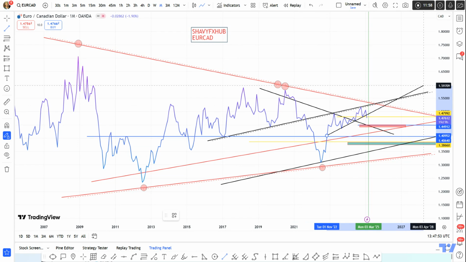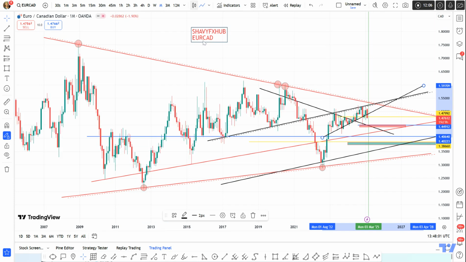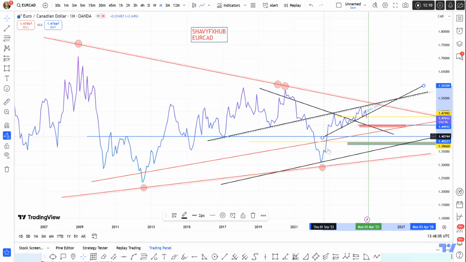Ladies and gentlemen, Eurocad is on sell on a monthly time frame. It has broken the ascending trend line on a monthly chart. On a monthly line chart, a clear vivid breakout on a monthly ascending trend line.